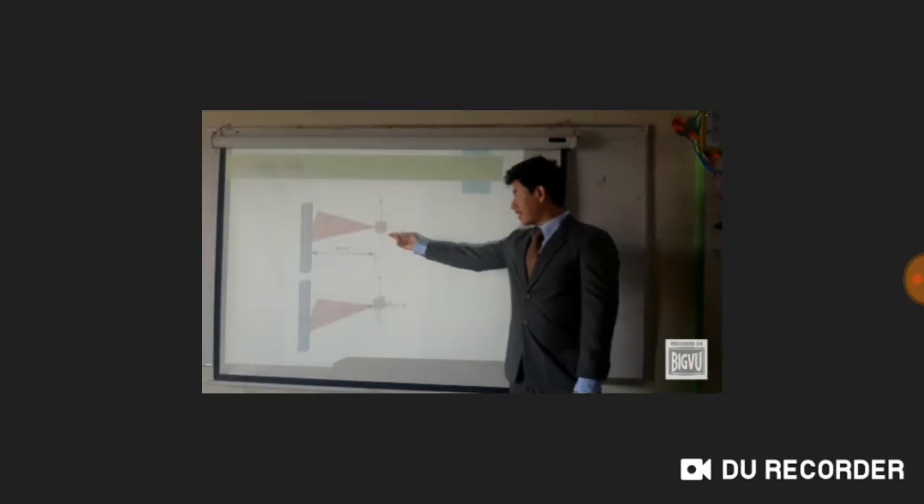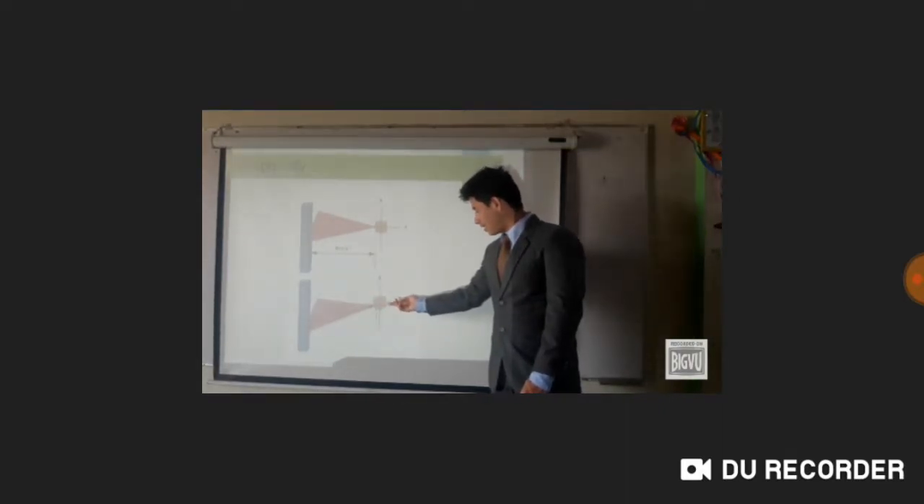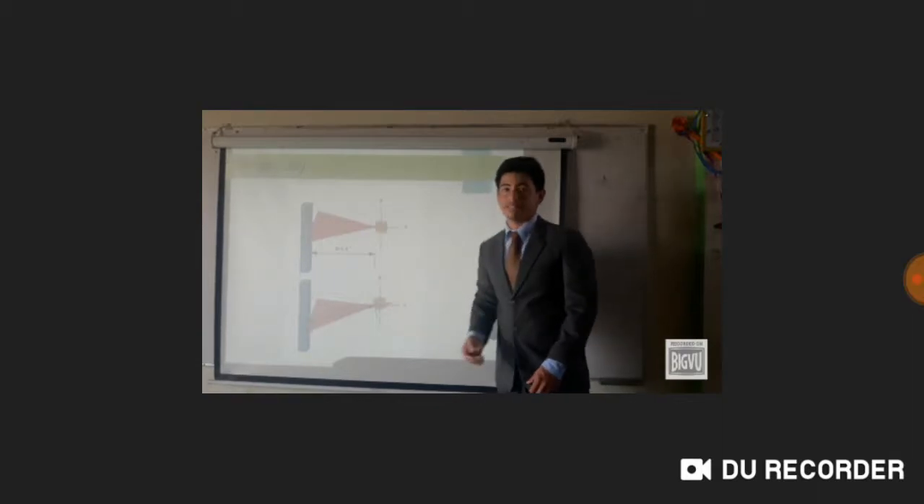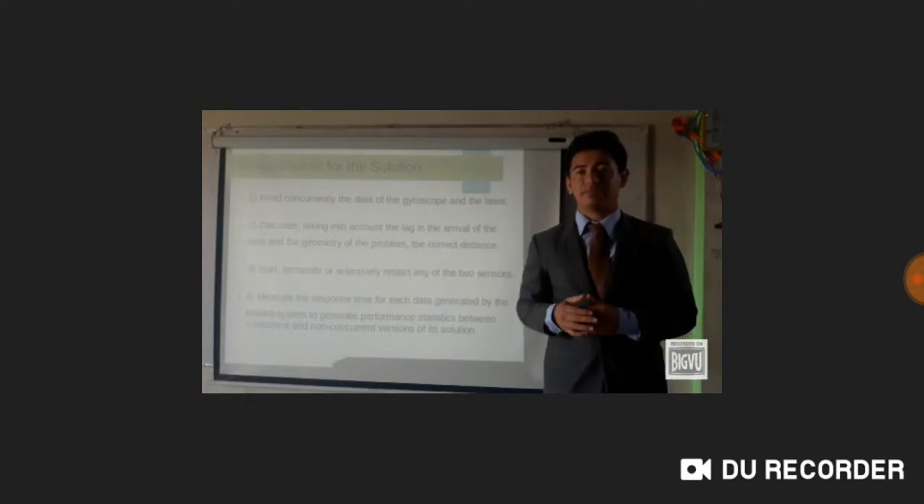Graphically, it's like this: this is a car, this is a laser sensor, and this is a gyroscope. The problem is to design a system that provides the best estimate of the real distance to the object in the shortest time possible and without loss of sensor data.